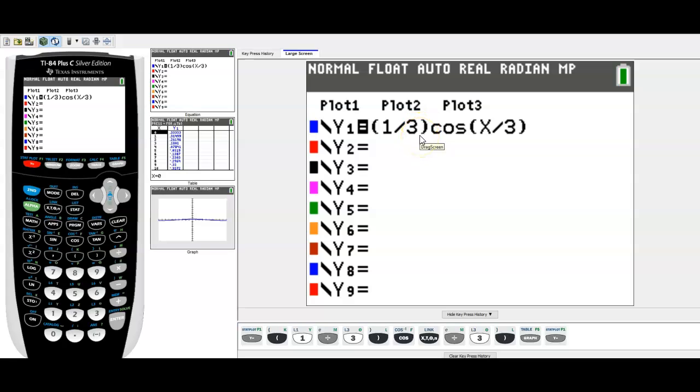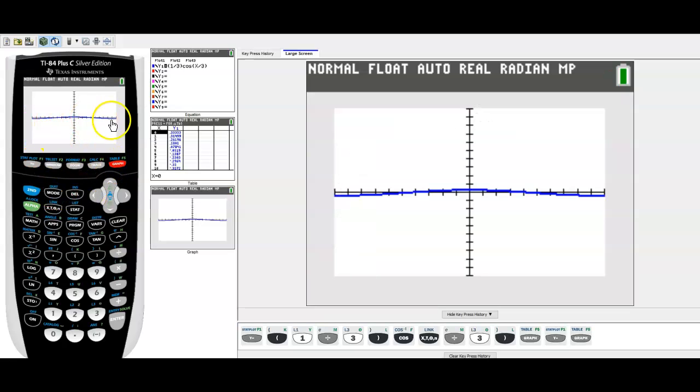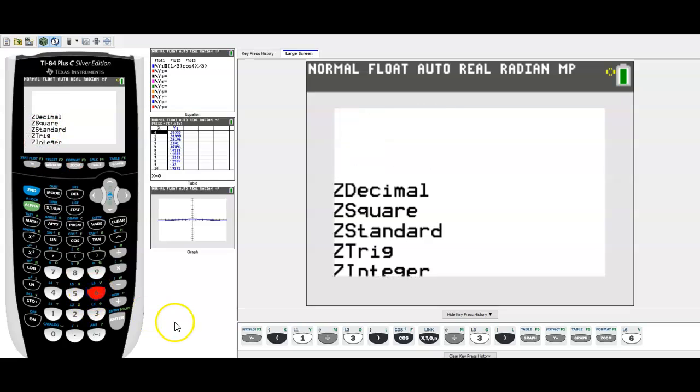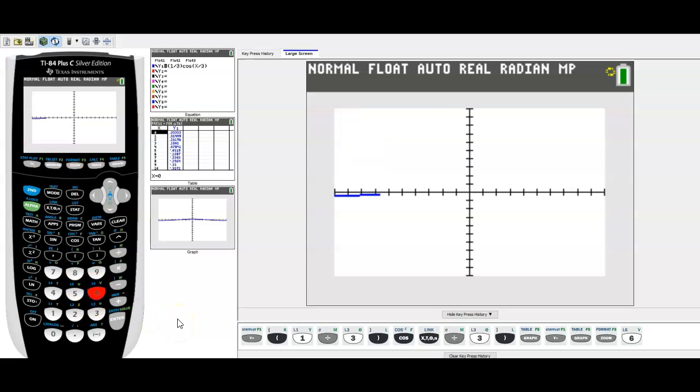So if you didn't do that, your graph probably looks wrong. Also, you still might be in a zoomed in look. So if you want to get back to a normal look of your graph, like mine, what you're going to do is push zoom and then push 6 for standard. And that will make yours just look normal again.